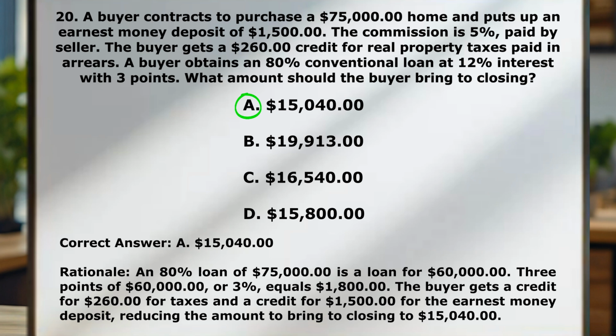Let's do a little math here. So 80% loan on $75,000 means the loan is for $60,000. 3 points, aka 3% of $60,000, which is the loan amount, is $1,800. The buyer gets a credit for $260 and another credit for $1,500. And so that reduces the amount to $15,040. So $15,000 for the down payment, plus 3 points at $1,800, minus credits of $1,760.